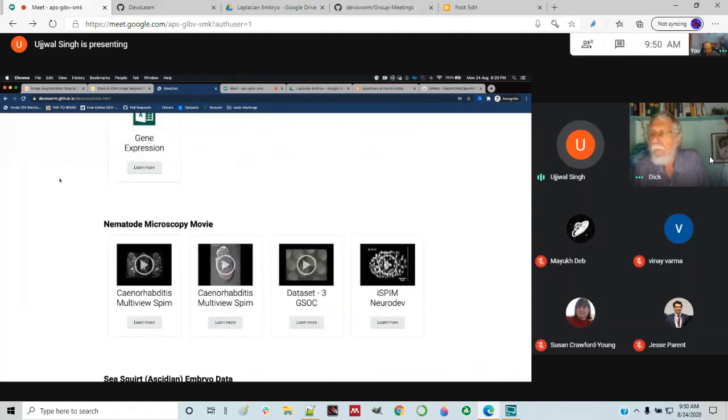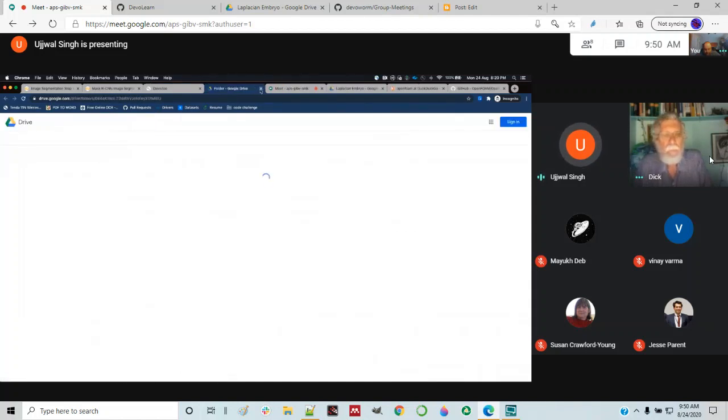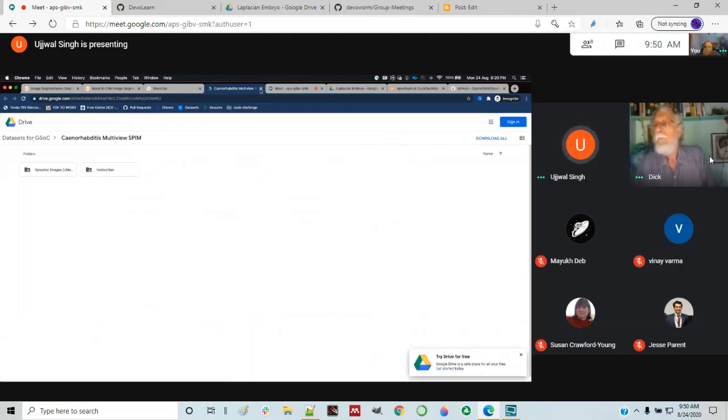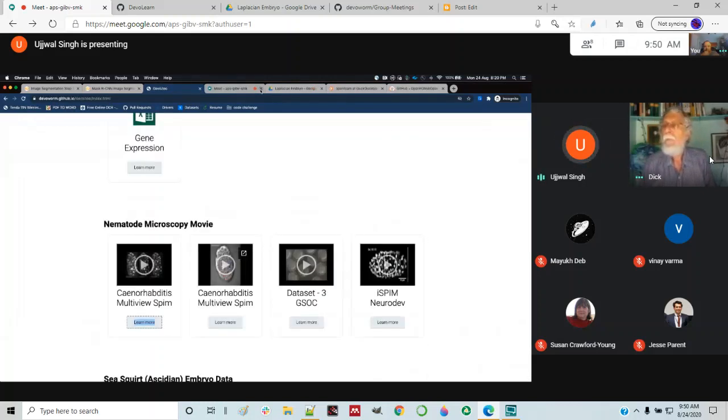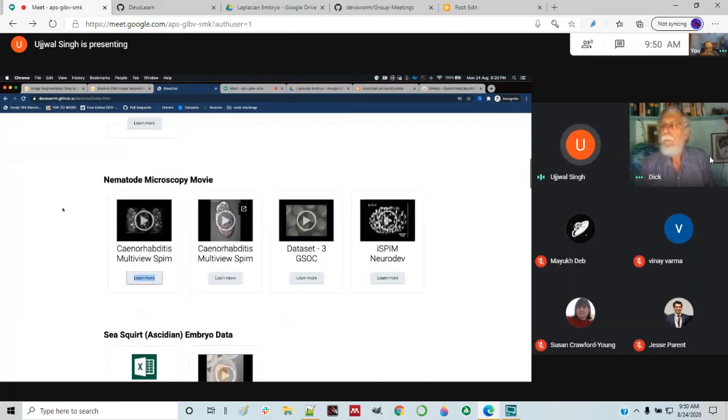Then the remote microscopy videos. So these are the links. If you click on these links, you will be redirected to the shareable drive. That's why I'm using incognito mode, just to make sure that it is freely available. You don't have to ask for permission. So the person who is reaching the portal can easily see here itself what kind of microscopic videos we are providing.